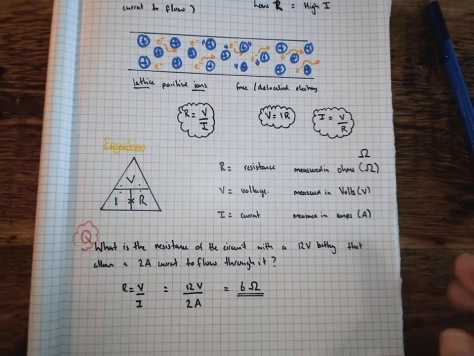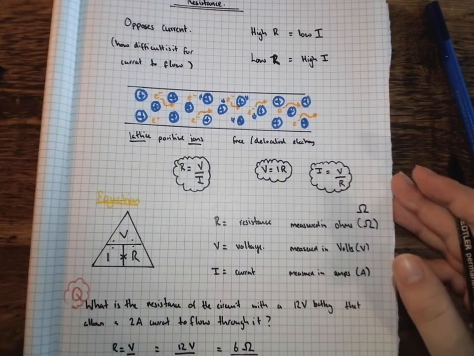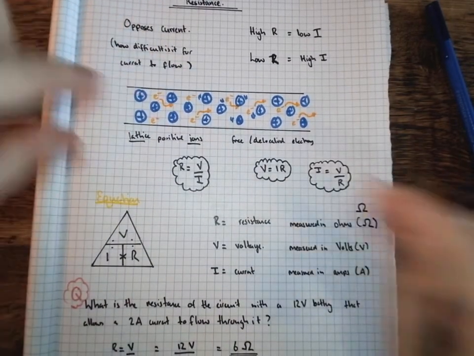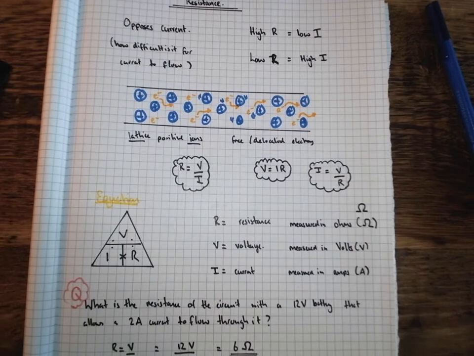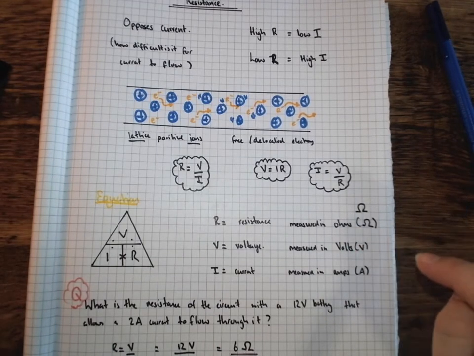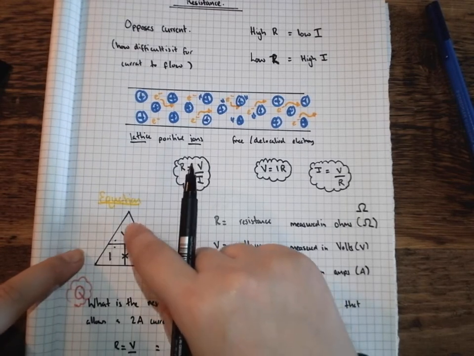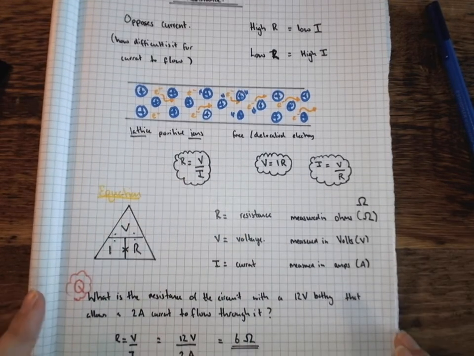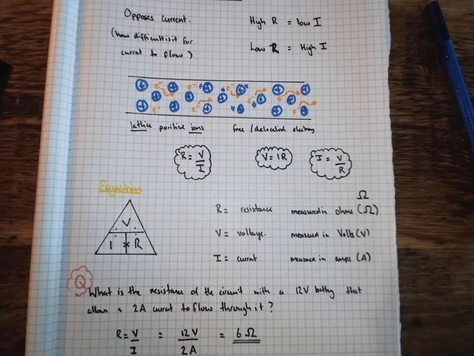So resistance, just to summarize, is what opposes current. It's the measurement of how hard it is for current to go through. We measure it in ohms, and we can calculate it by using the equation V divided by I. And that was resistance.